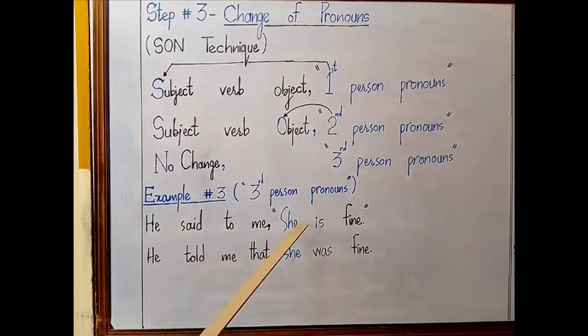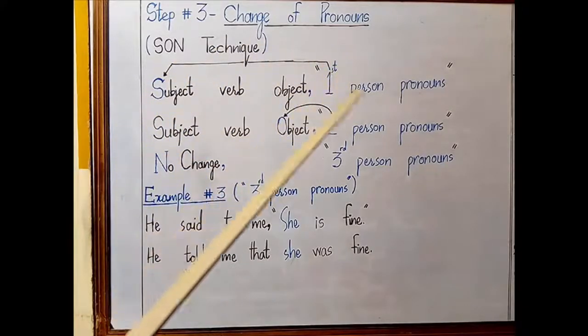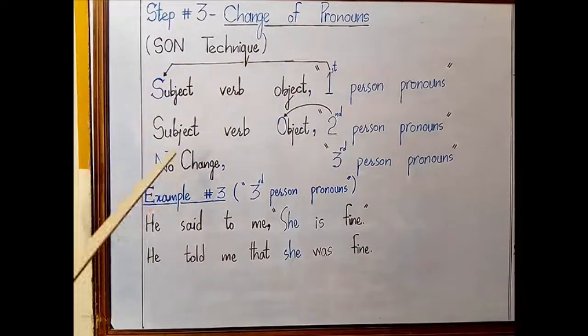So we are changing she as per the rule of the SERT technique. When we look at the SERT technique, we find that for third person pronouns we make no changes. So she will come as it is without any change. He said to me, she is fine. He told me that she was fine.